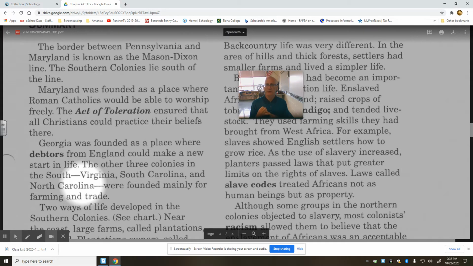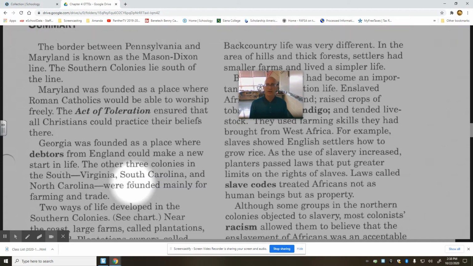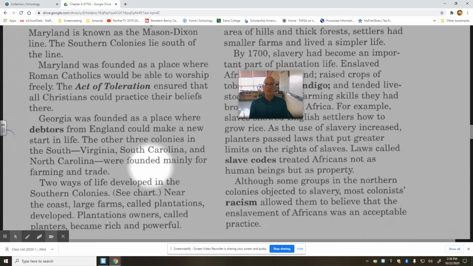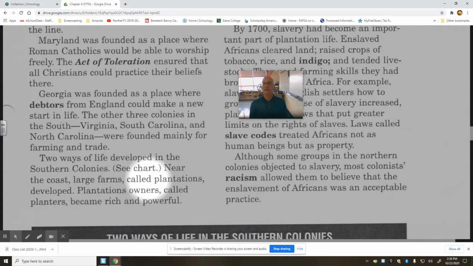So of the southern colonies, we've got Maryland, Georgia, Virginia, South Carolina, and North Carolina. Those colonies, Virginia, South Carolina, and North Carolina, were founded mainly for farming and trade. Now, 2 ways of life develop in the southern colonies, and we will be talking about this a lot this year. This way of life would be consistent in the colonial period, and in the American experience after the United States declared its independence and then won the Revolution.